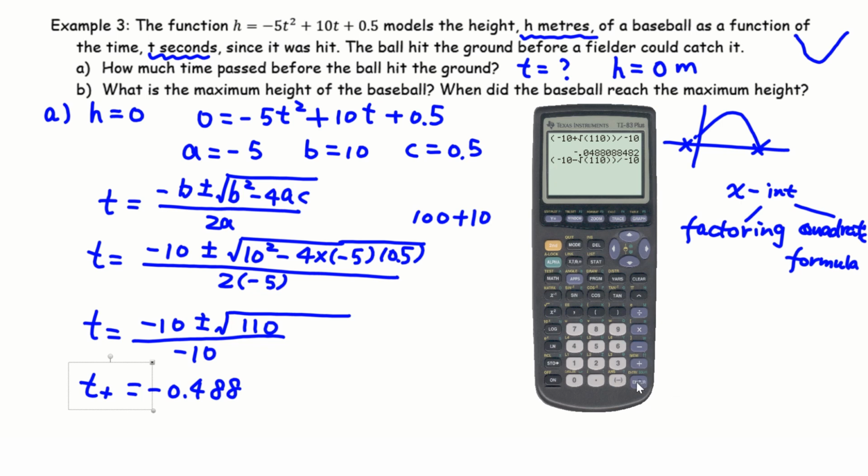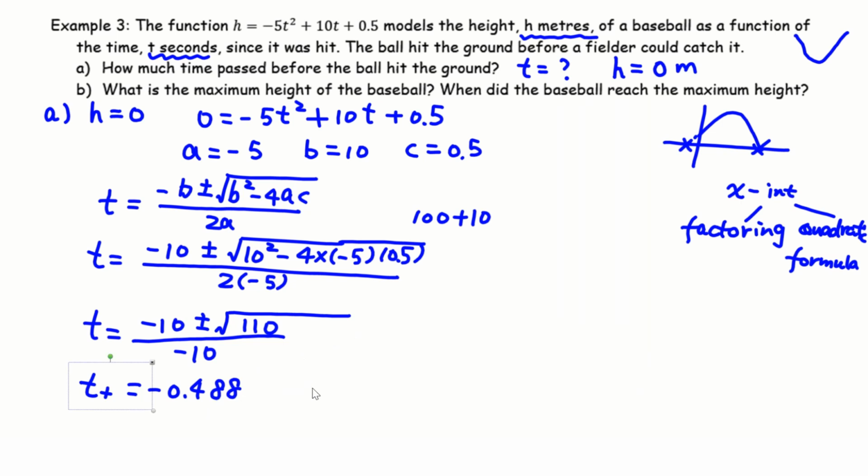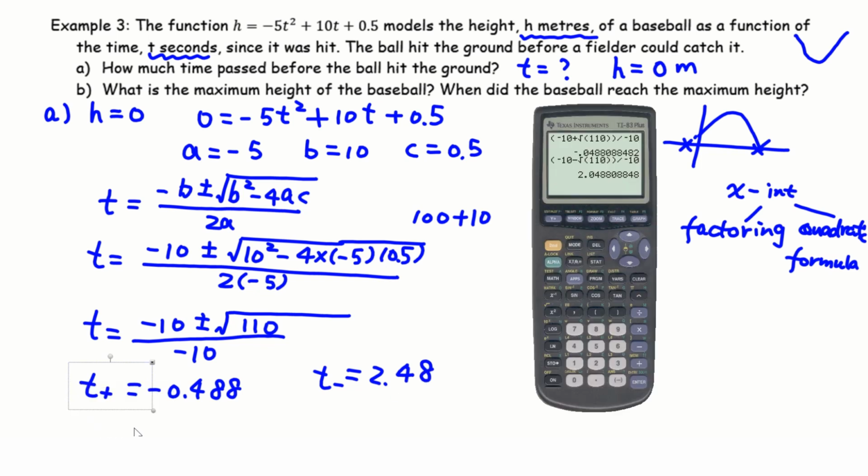Then equals, we have 2.048. So t minus equals 2.0488.